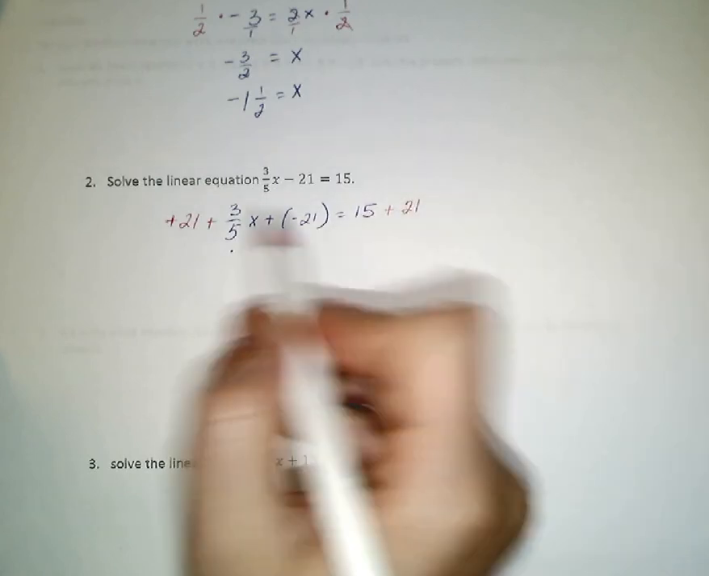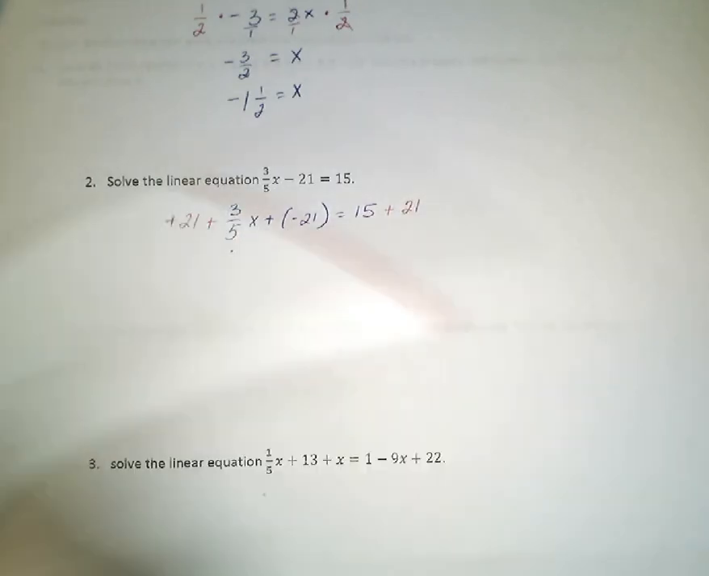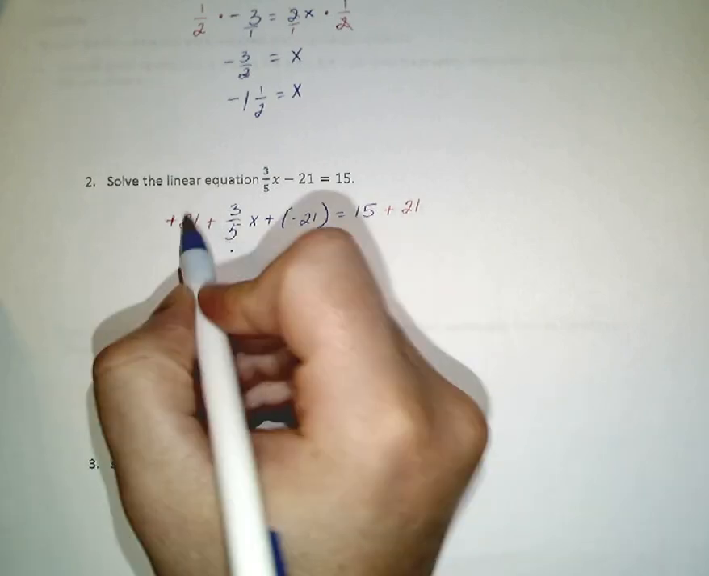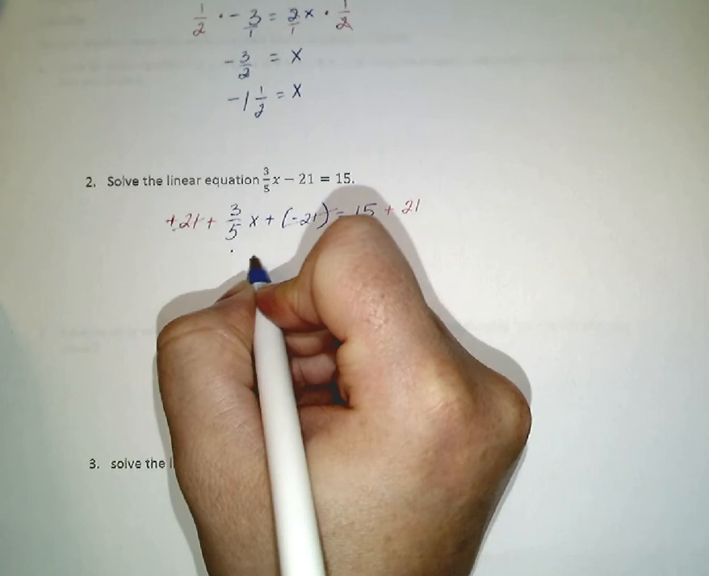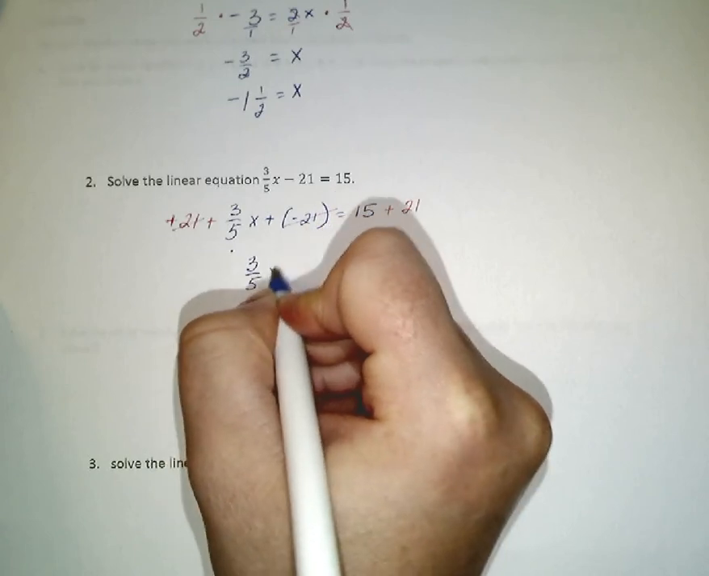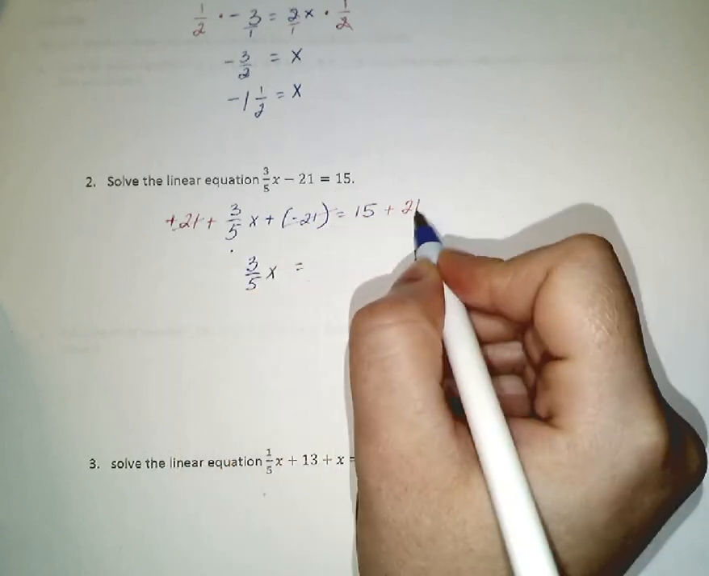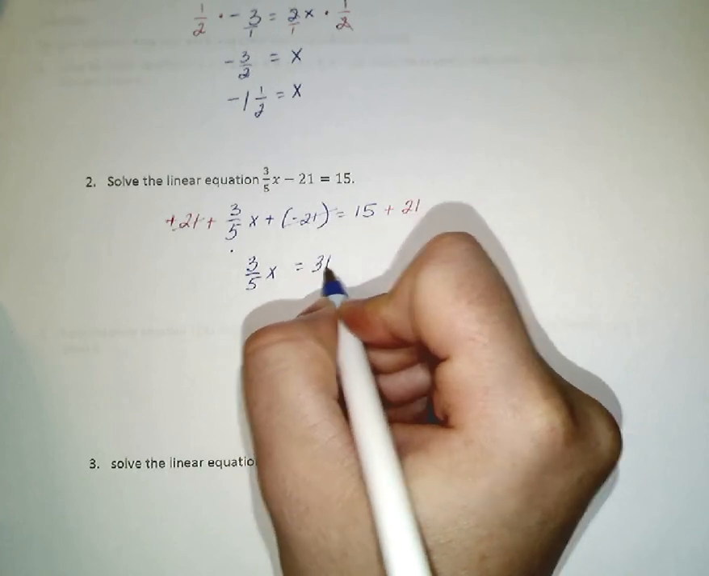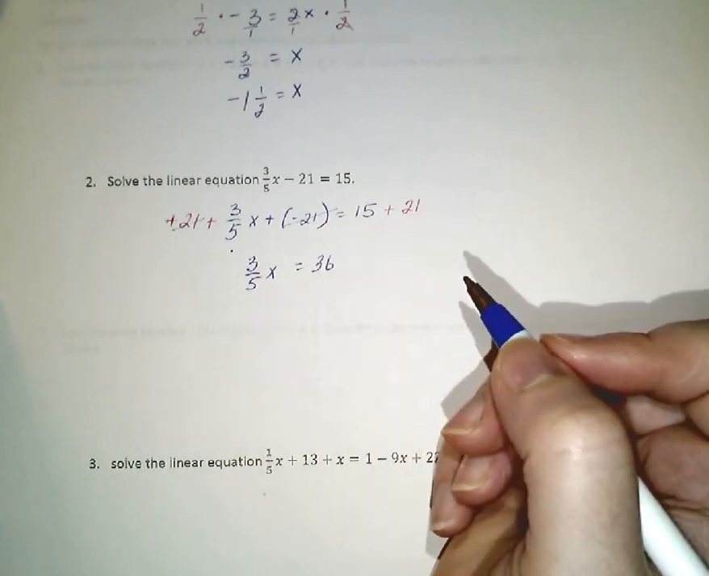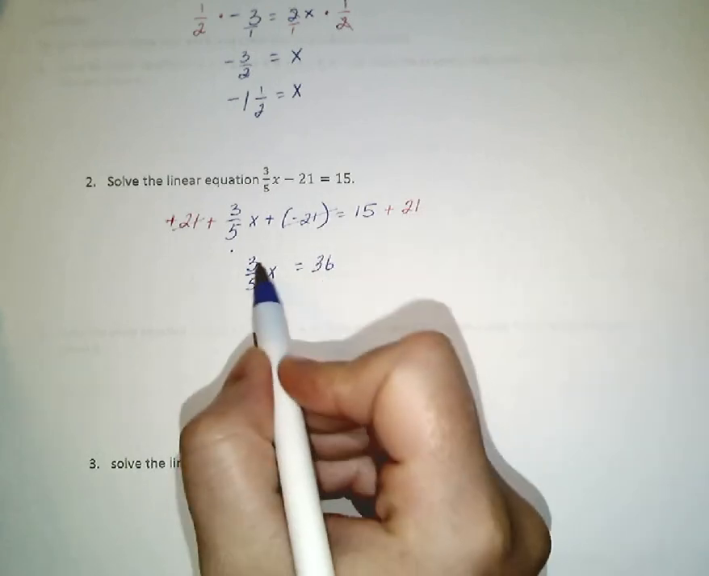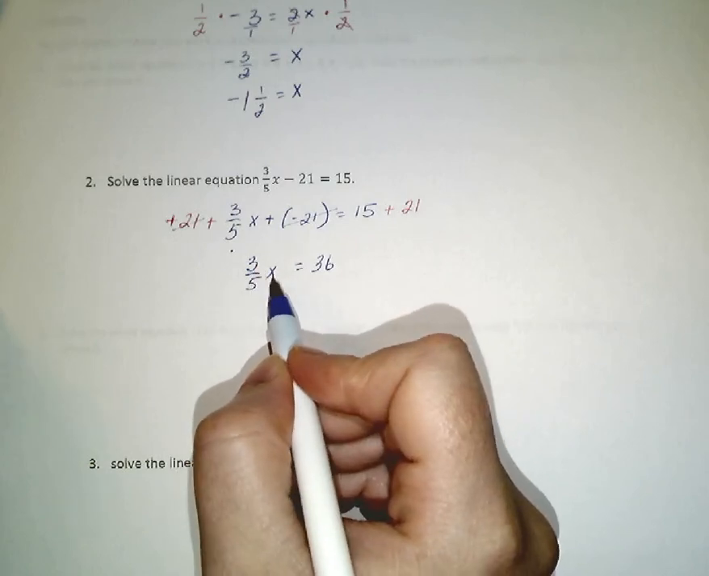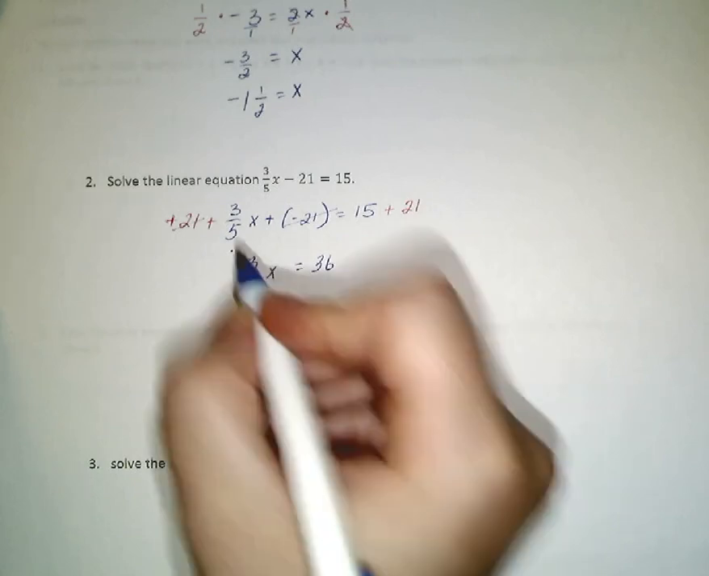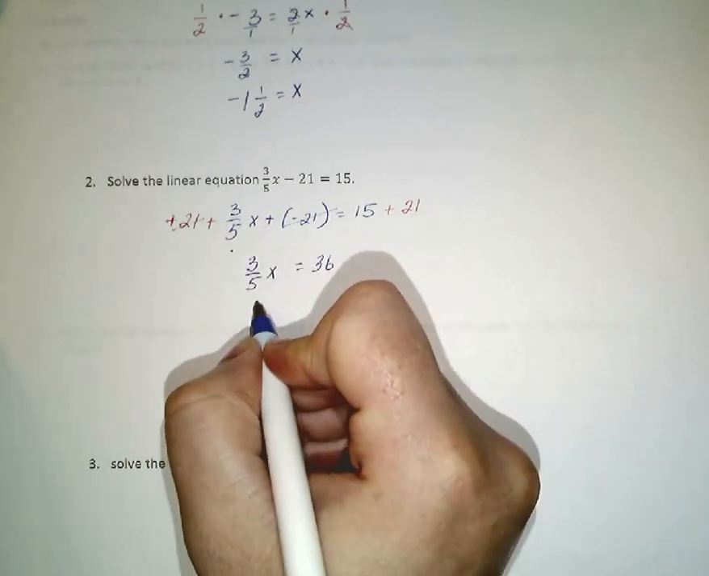Because this one is negative, I need to add the positive number, right? This way I can get rid of these two. It's going to be a 0, and I will have 3/5 x equals 15 plus 21 is 36. So now what we want to do is to get rid of 3/5 to have x on its own. And the way to do this is to multiply by the reciprocal of 3/5, which is 5/3.